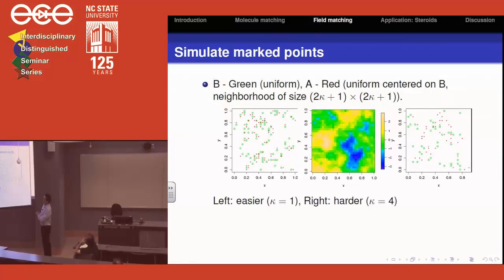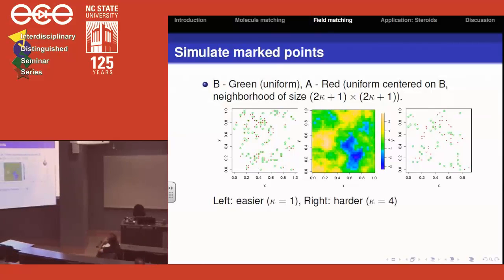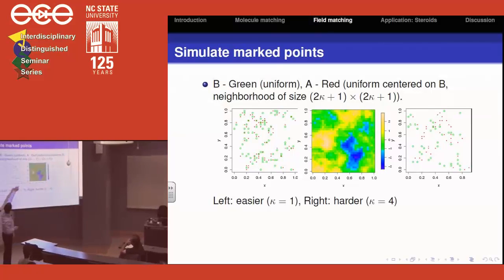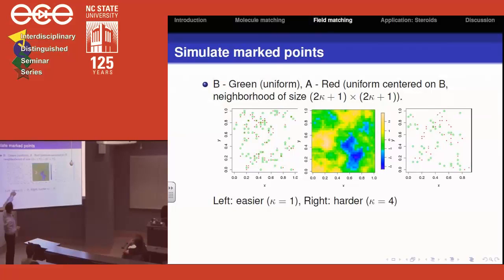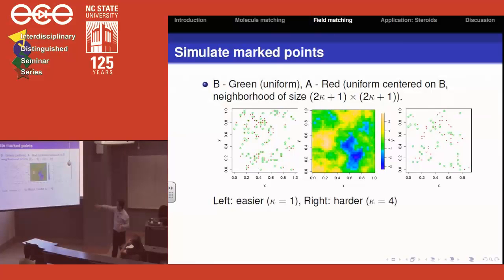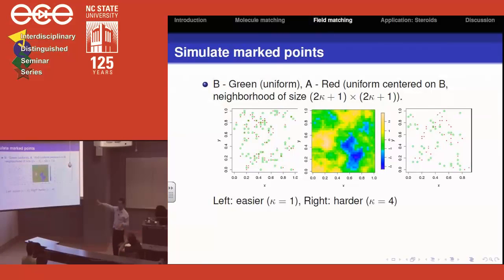So the first case is where I simulate a field here, and then I take some points. Green ones are for one configuration, which are uniformly distributed, and then the red ones, which are close by to the green ones. They're uniform within a box of size 1, I think it was, or a 3 by 3 neighborhood. So the red ones have to lie quite close to some green ones. So that's on the left. So that's easier. We should be able to do that one pretty easily.